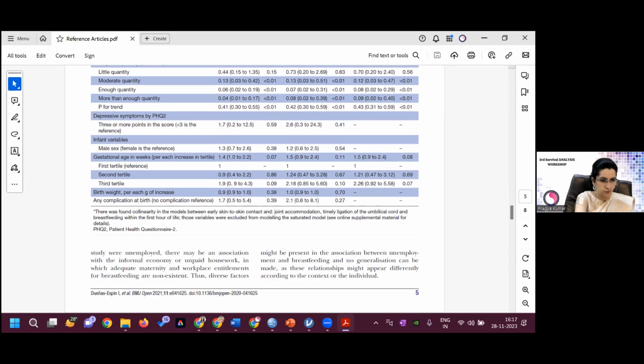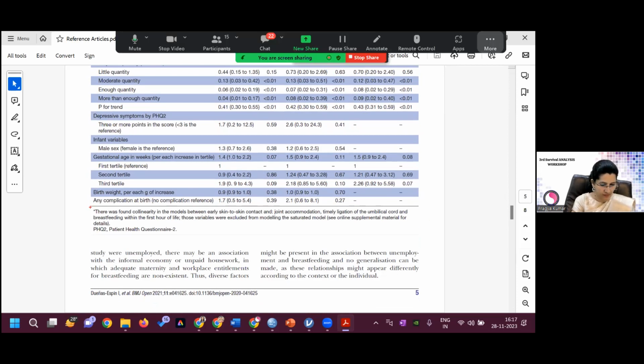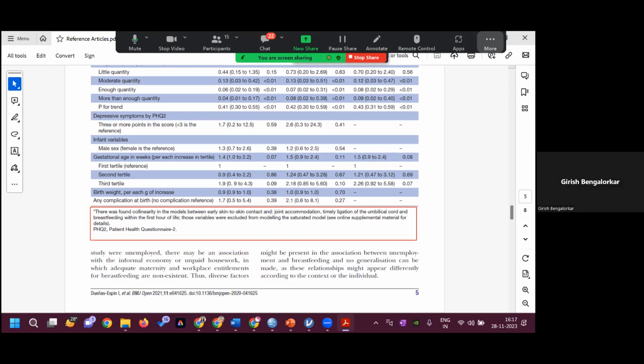Can you see this footnote? Yes, so can someone read this? Dr. Girish, can you read this again? Madam, there was found co-linearity in the models between early skin-to-skin contact and joint accommodation, timely ligation of umbilical cord and breastfeeding within the first hour of life. Those variables were excluded from modeling the saturated model.